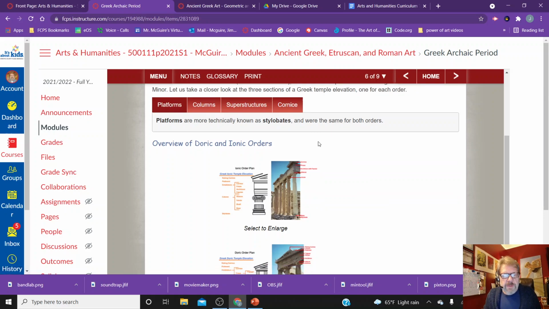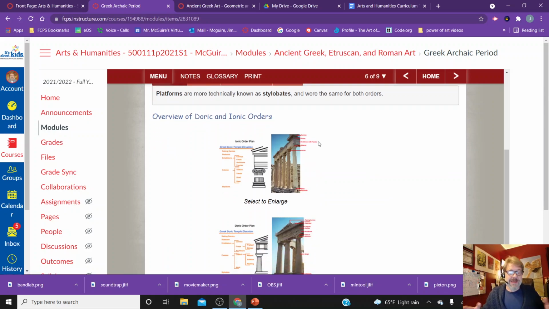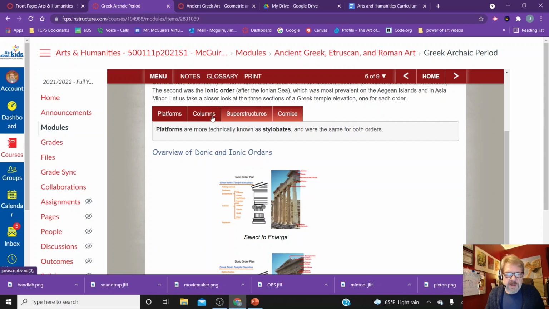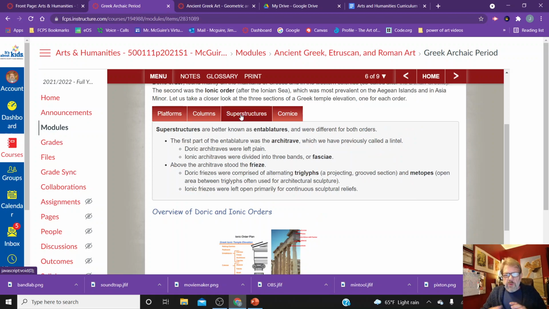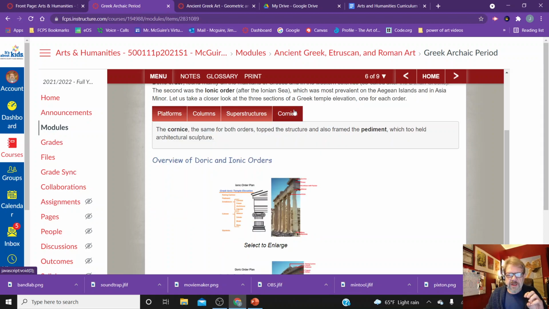So understanding the platforms, the stylobates, that was the base pretty much that everything sat on. We had the columns, and the superstructures, where the entablatures were located. The frieze, where you would see different maybe battles being depicted, that sort of thing, and then the cornice as well, which is the top of the pediment.